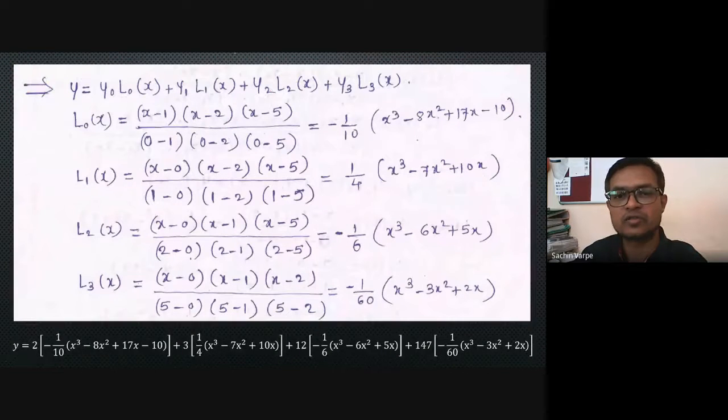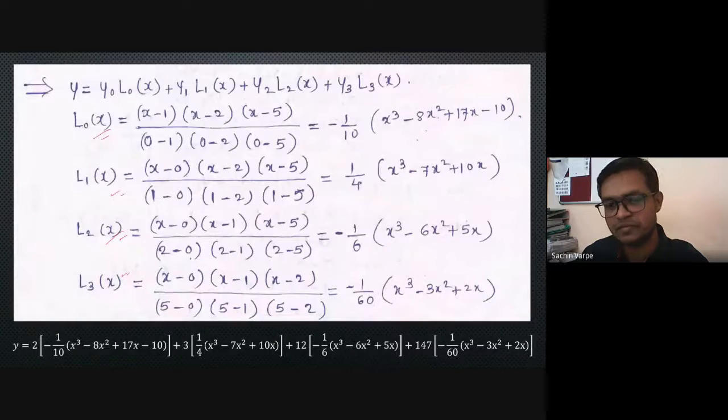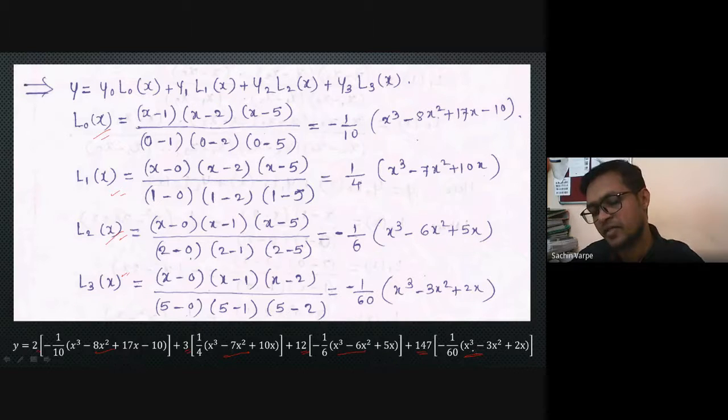So this is the calculation of L0, L1, L2 and L3. This is the calculation part. Here at the bottom I have combined all those. You can see y0 L0, then y1 L1, y2 L2 and y3 L3. And then collect the like terms. That will be the required polynomial. That's it.